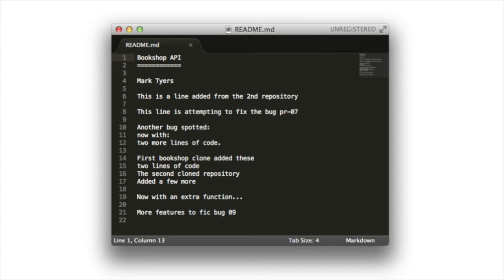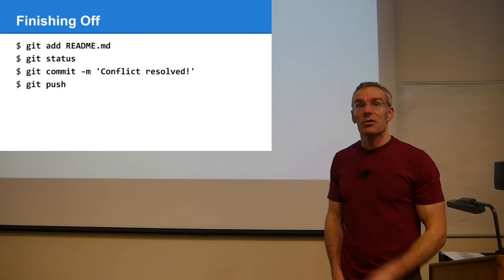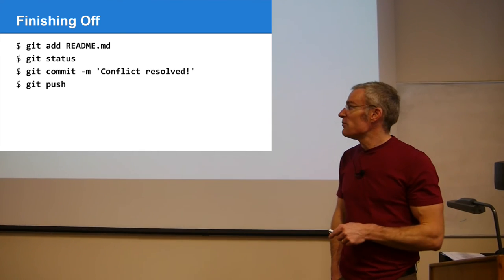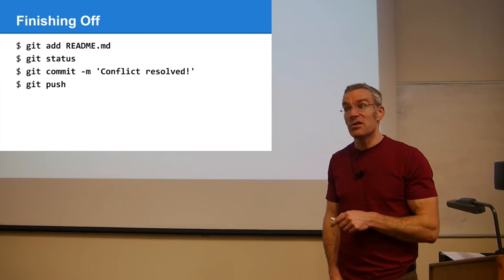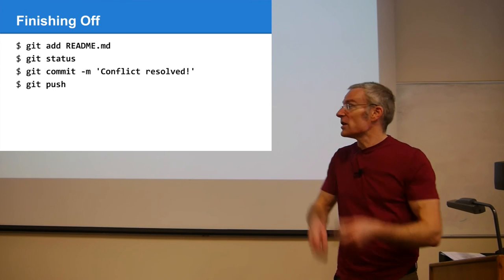I can add the file, I can check the status, I can commit, say conflict resolved, and push. You see, I'm using the abbreviated push command here. I don't need to use the whole thing. I know what I'm working on, it's everything. So I just push all the changes.